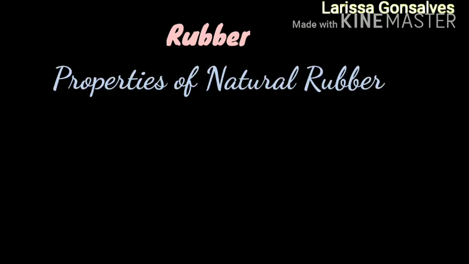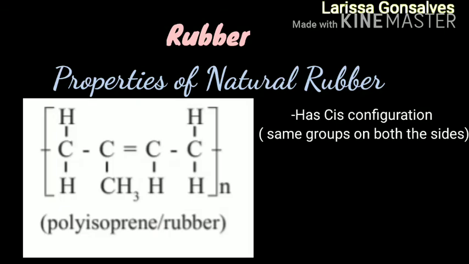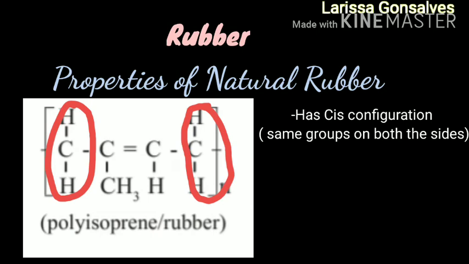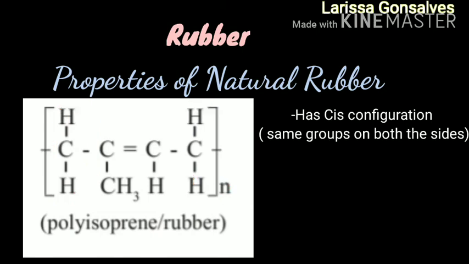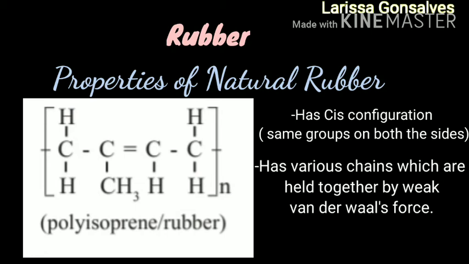What are the properties of natural rubber? Isoprene, after undergoing the process of polymerization, is called polyisoprene. This polyisoprene has cis configuration about the C double bond C. Cis configuration means having same groups on either side. So here the CH2 groups are common on both left and right hand side of the two carbon atoms. Also it has various chains which are held together by weak van der Waals forces and also has a coiled structure. This is the reason rubber can be stretched like a spring and it has elastic property.